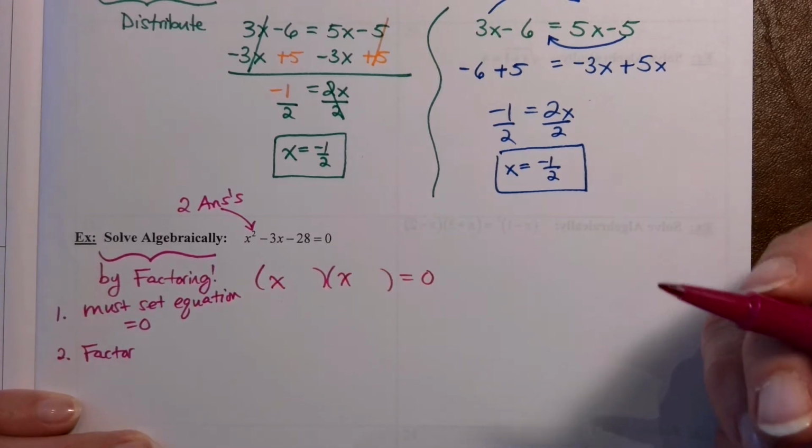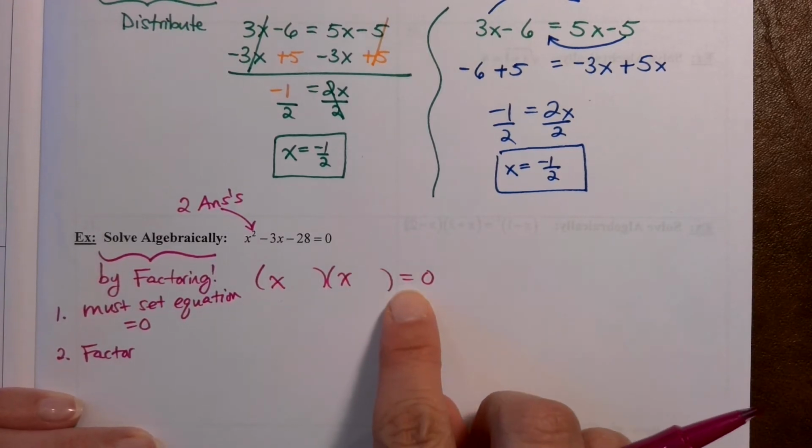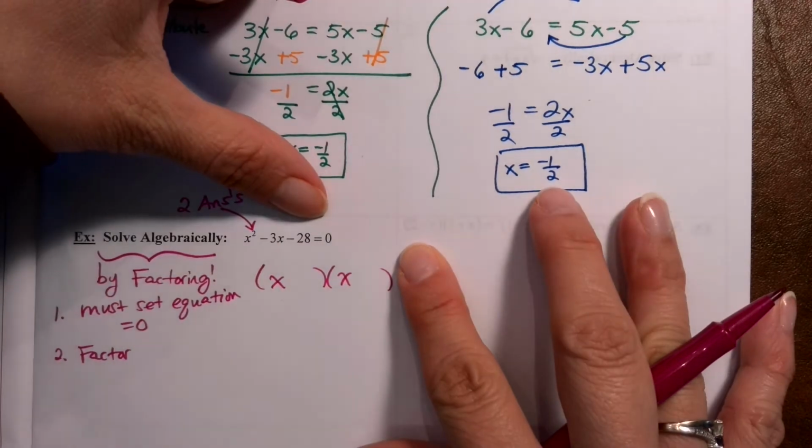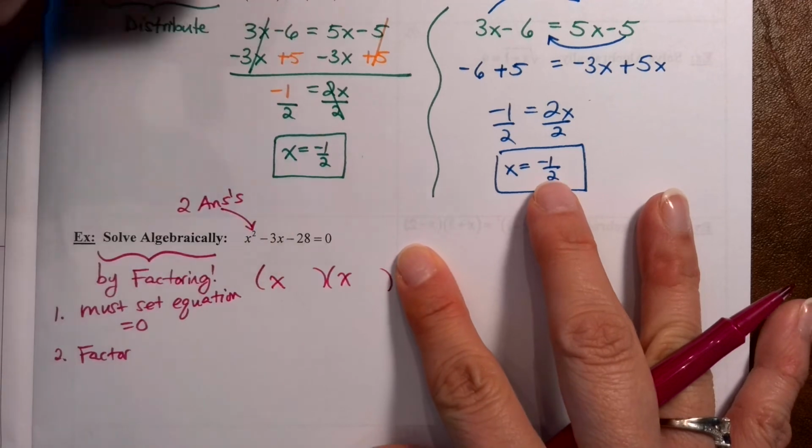Now I have to say right here, if you don't write equals 0 and you eliminate that, you've turned the equation into an expression, and that's wrong.